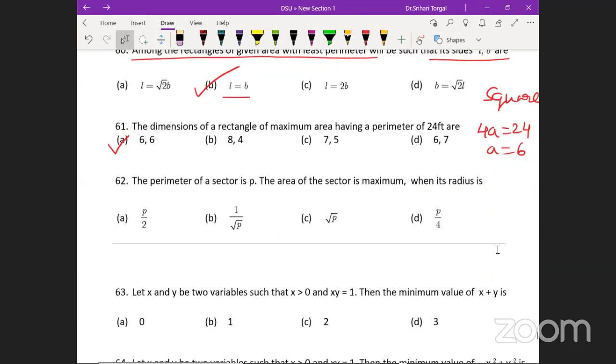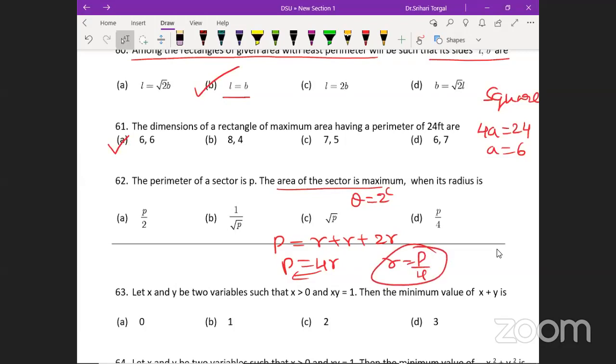The perimeter of the sector is P. Then the area of the sector is maximum when theta is equal to 2 radian. And what is the perimeter in this case? R plus 2R, correct? So that is equal to 4R. P is equal to 4R, so R is equal to P by 4 when this will have the maximum area, using that shortcut.